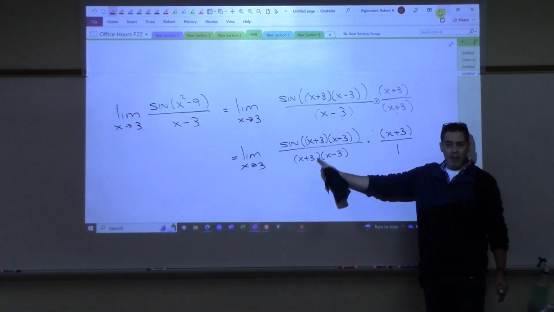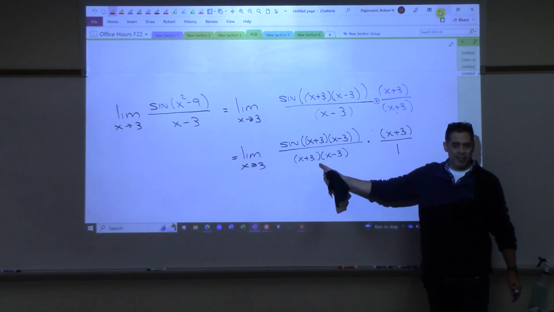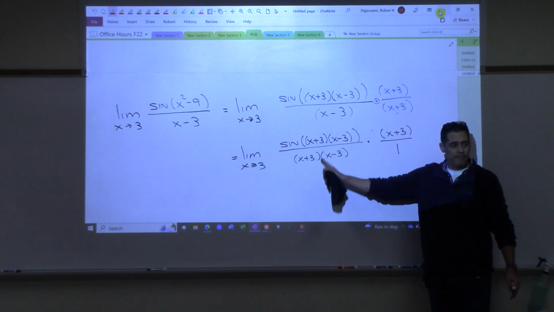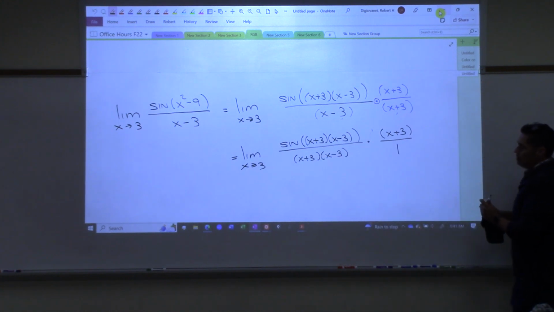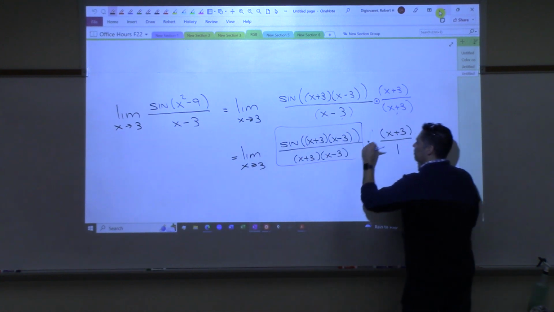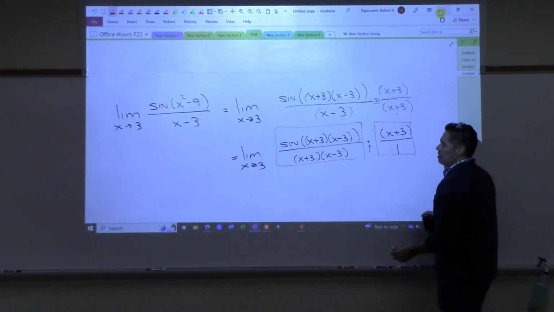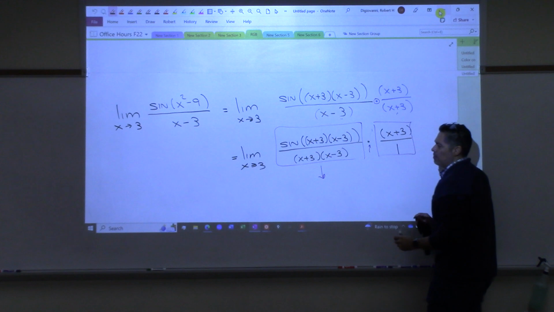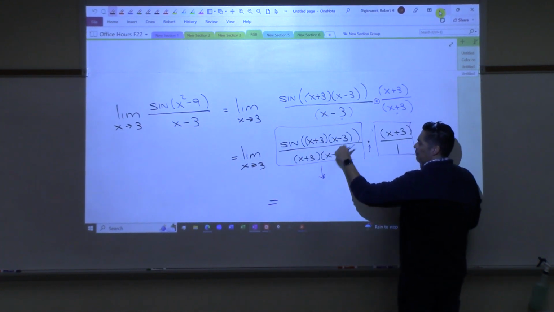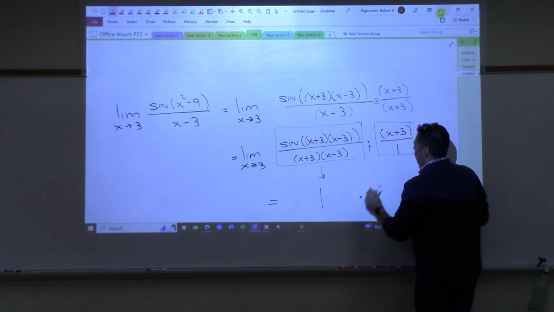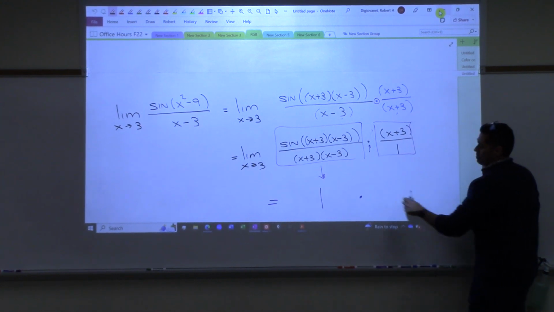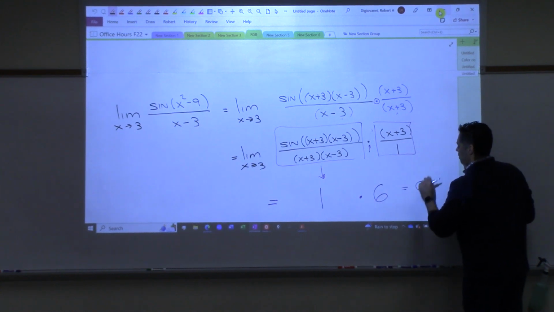So you'll see now you have sine junk over junk. The junk matches exactly. The junk goes to 0. Right? These match. And because there's multiplication, I can do these limits separately, like this. So what does that go to when I take the limit? I'm ready to get my answer here. This goes to what? 1 times, and then what does this go to? 6. So your answer is 6.